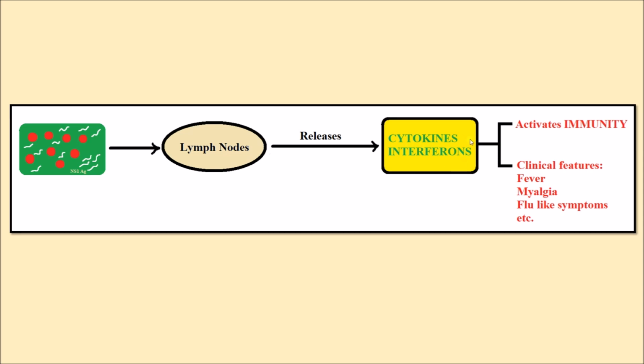interferons. These cytokines and interferons primarily activate the immunity, that can be innate immunity or humoral immunity. Also, these cytokines and interferons are responsible for the clinical features in classical dengue, like fever, there can be musculoskeletal pain, so myalgia, arthralgia can be there, flu-like symptoms, etc. So that is how we get the clinical features in classical dengue fever.